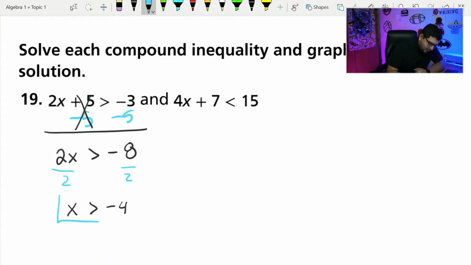So this is one of my inequalities that's part of my compound inequality. Now let's look at this next one. I'm going to subtract 7 from both sides.